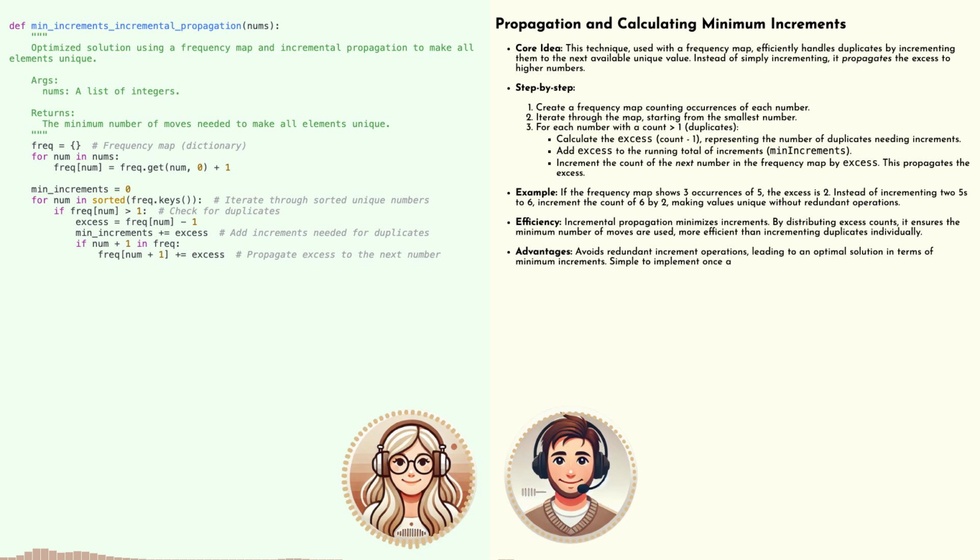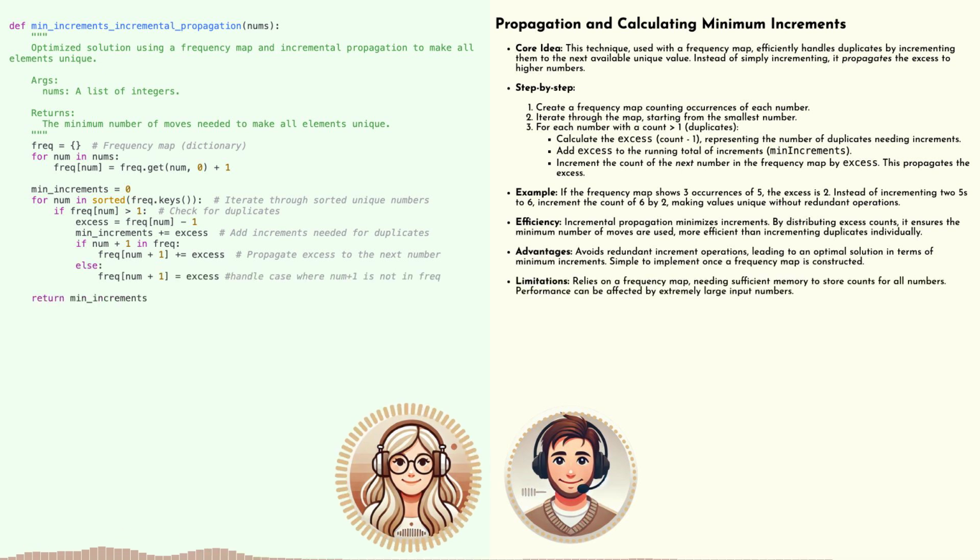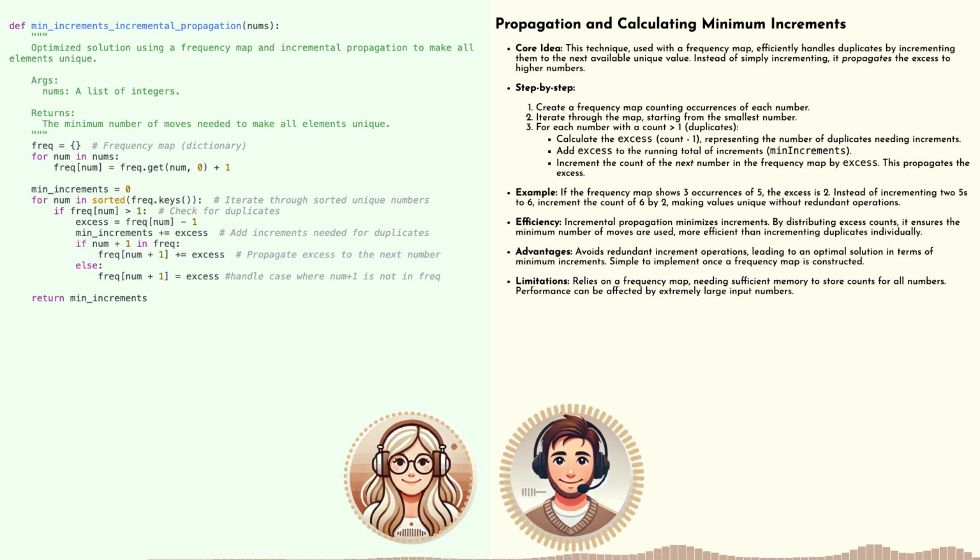We're going to go through this frequency array, and for each slot, we check if the count is greater than 1. If it is, that means we've got duplicates. Right, and like with the frequency map approach, we need to figure out the excess, how many extra copies of that number we have. Exactly. So for 2 and 4 in our example, the excess would be 1 for each because they both appear twice.